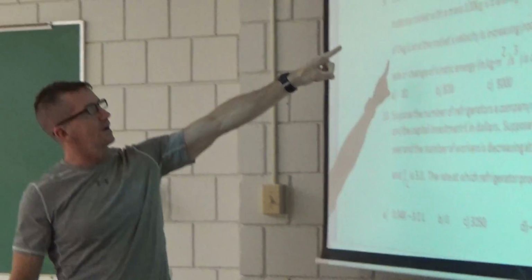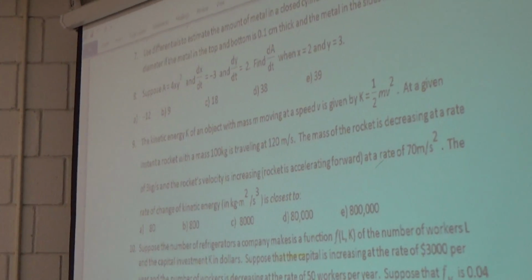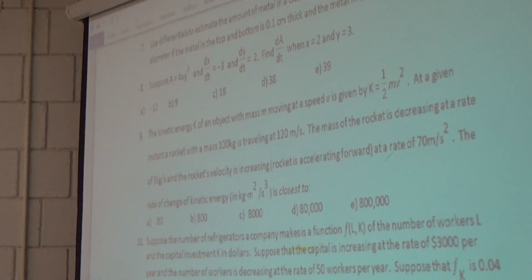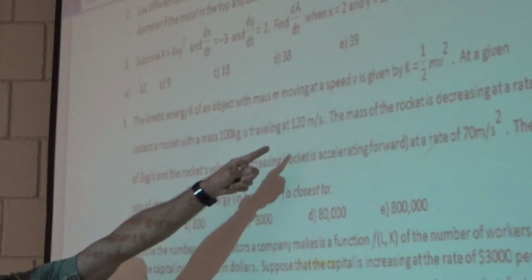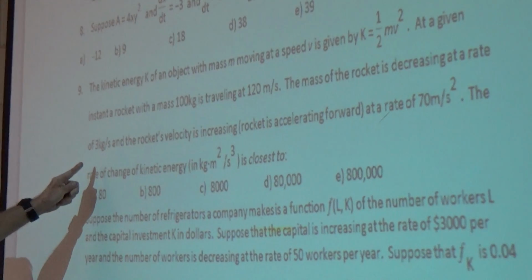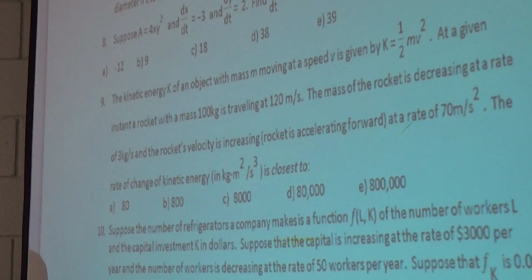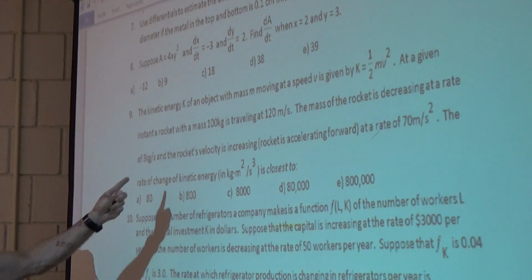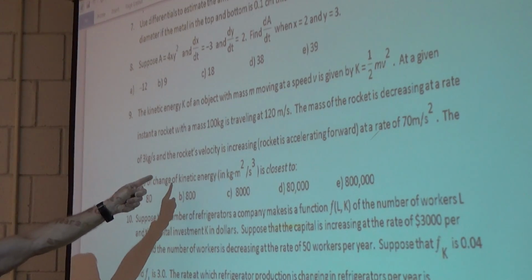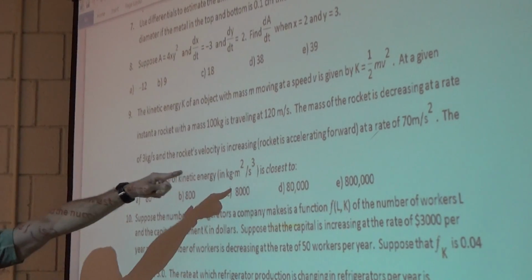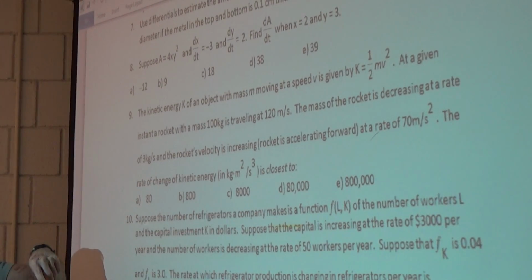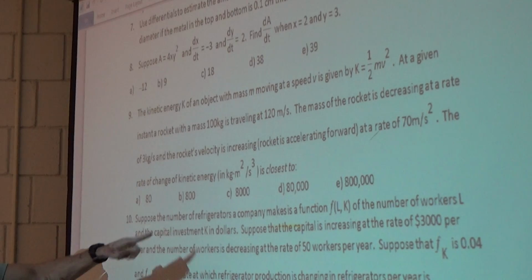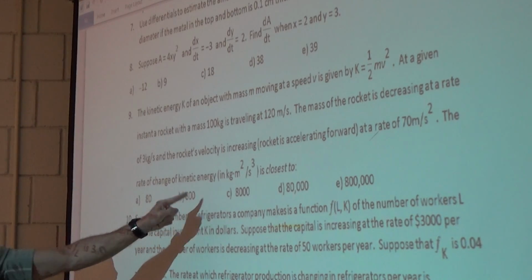So we're talking about number 9. The kinetic energy of an object with mass m moving at speed v is given by K equal to 1/2 mv squared. At a given instant, the rocket with mass 100 kilograms is traveling at 120 meters per second. The mass of the rocket is decreasing at a rate of 3 kilograms per second. Be careful with that word decreasing when we plug it into the formula. And the speed is increasing at the rate of 70 meters per second squared. The rocket is accelerating forward. The rate of change of kinetic energy is closest to?